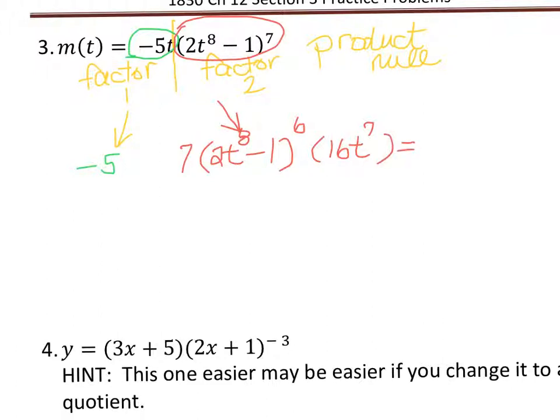And then, since we're going to have to do a lot of multiplying otherwise, we're actually going to take that 7 times that 16t to the 7th, and it's okay to use your calculator or do it in your head, but according to the calculator, 7 times 16 is 112t to the 7th power times 2t to the 8th power minus 1, all raised to the 6th power.